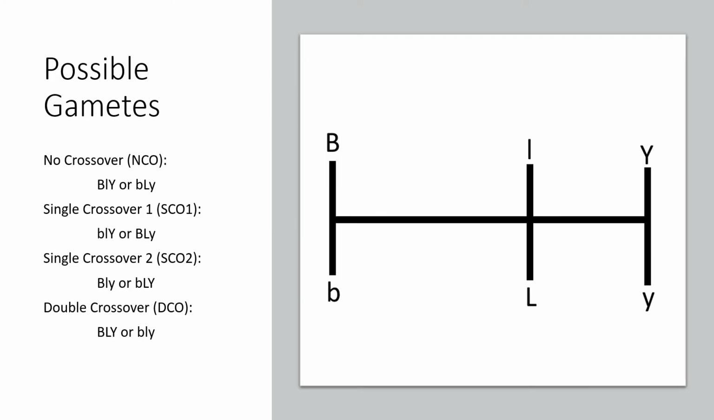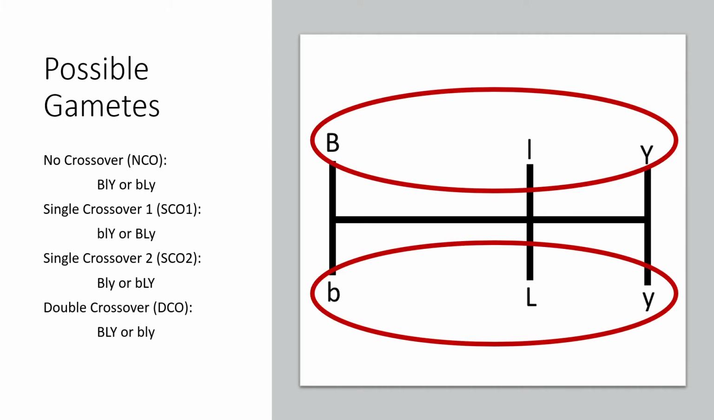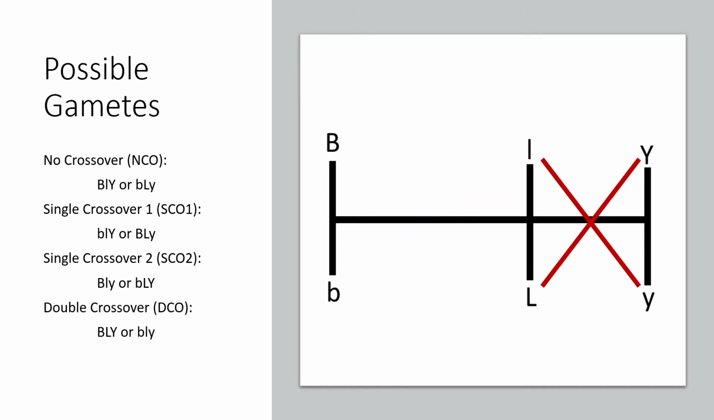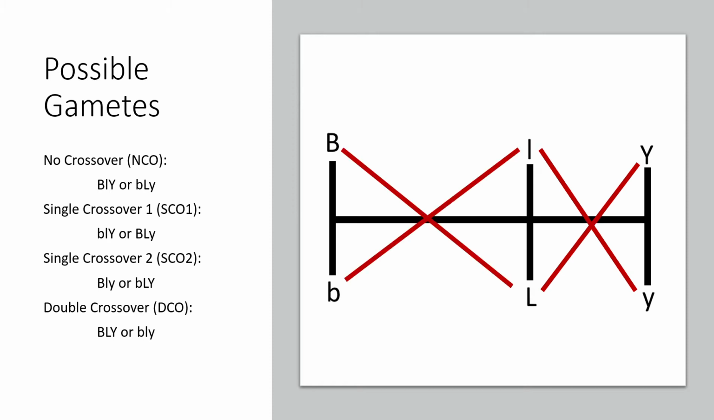There are 8 possible gametes we can get from our heterozygous heron. We can have 2 from no crossover, in which case it'd just be one of these sets from each of the sister chromatids. We have 2 from a single crossover event, in which the first loci is switched for recombination. 2 from a single crossover event, in which the alleles from the third loci are switched for recombination. And double crossover, in which the first and the third loci have been switched for recombination.